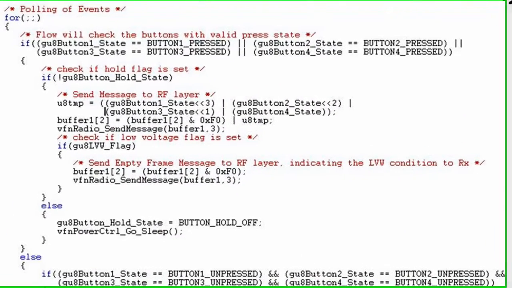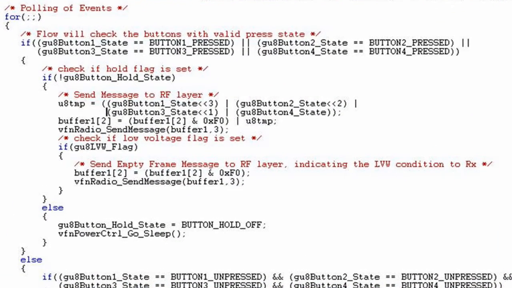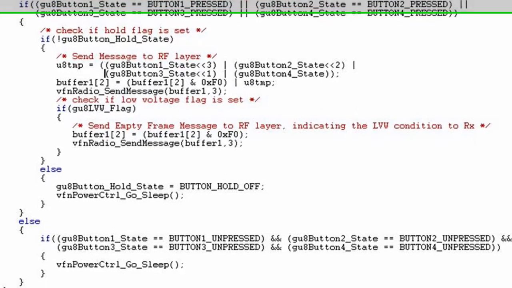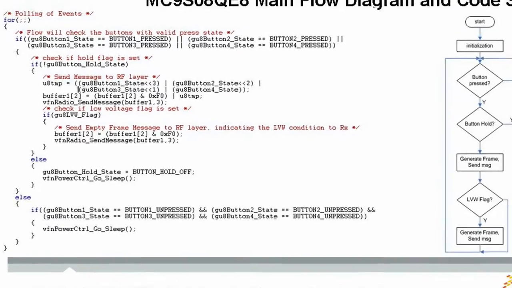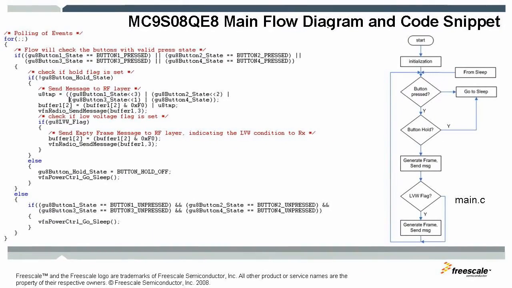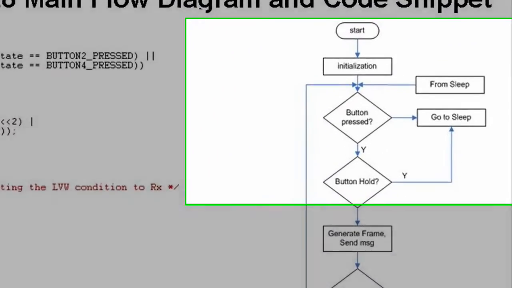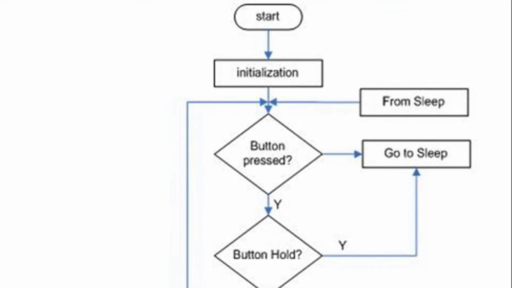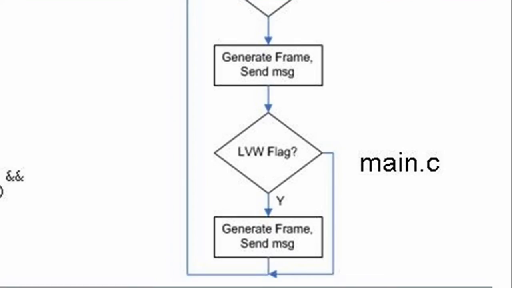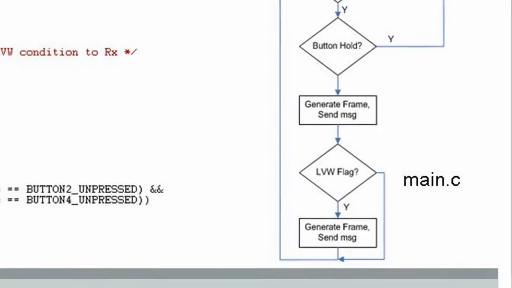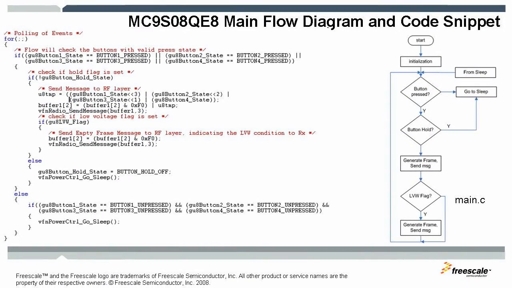This slide shows the main loop and the respective flow diagram. After initializing the system, the software checks for a button press. If this happens, the system will check for a button hold condition. If this condition is true, the system will go to sleep. If there is no button hold, a frame will be generated and the message will be sent. If there is a low voltage warning condition, an additional message will be transmitted.